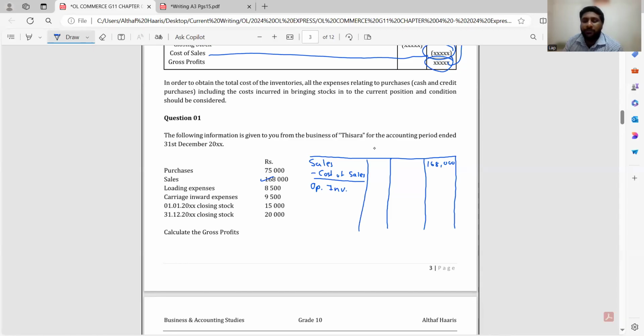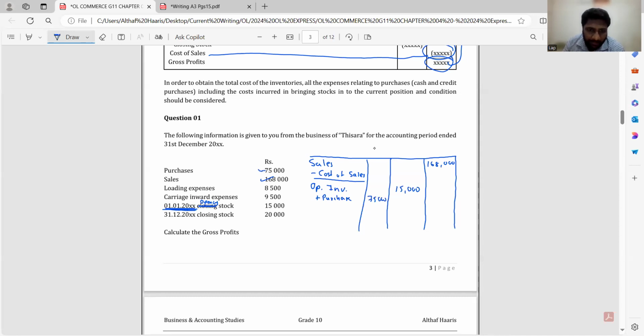I'll add one more column. Opening inventory, 1st January. So, here is a small typo. Not closing stock. Make it opening stock. Change it to opening stock. 15,000. Plus purchase. So purchase of the materials is 75,000.